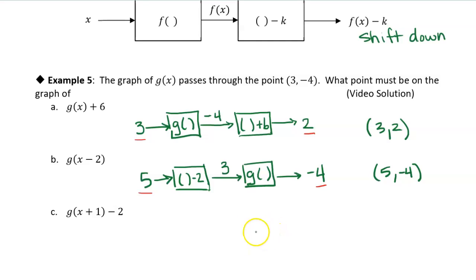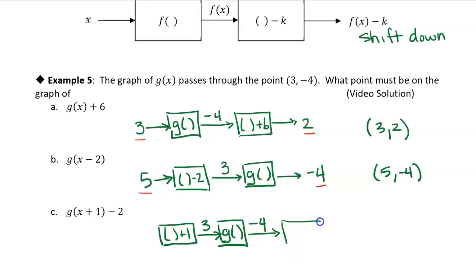Now this next one, we've got a couple of different things going on. We've got an input change and an output change. But what we know is that, let me make this a little bigger, g works the same as what we're told, right? We put 3 in and we get a -4 out. We can start with that. Now we're modifying the input, so I'm taking the input and adding 1 to it. And I'm going to take the output and subtract 2 from it.